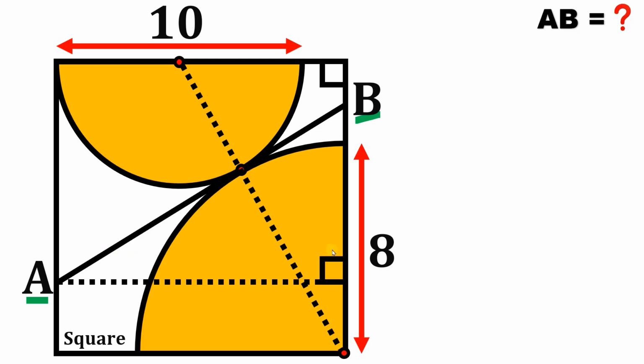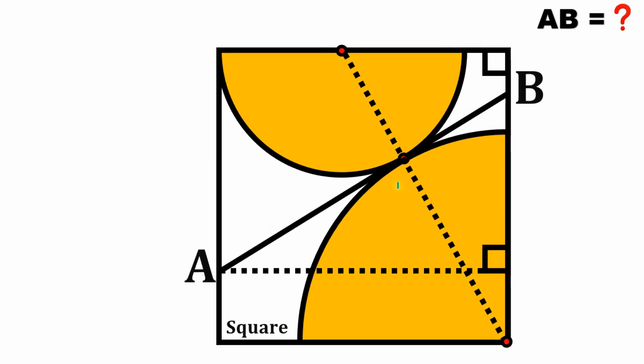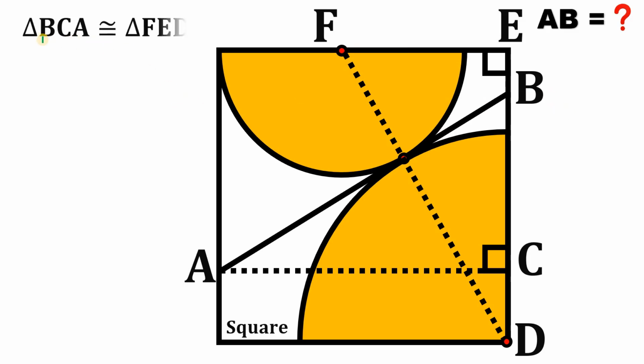And that's the goal. Therefore, to prove that these two right triangles are congruent, what we're going to do is to name first the important points. So let's point this C, this is D, this is E, and this is F. Now the goal is to prove that triangle BCA is congruent to triangle FED. That's the goal. And now the big question is how to prove that these two right triangles are congruent.